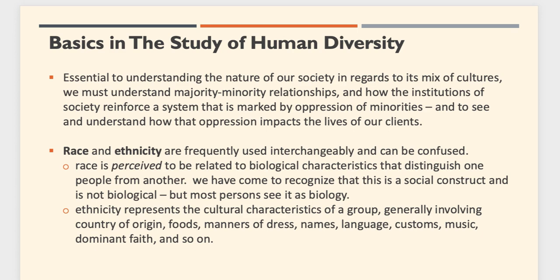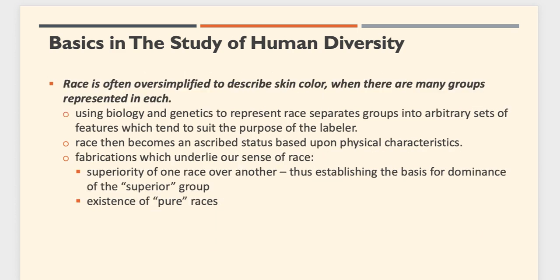Ethnicity, on the other hand, represents the cultural characteristics of a group and generally includes things that focus upon the country of origin and the foods and dress and language and customs and music and religions and those kinds of things that come with the culture. And so when you look at race and ethnicity, although again they're often used interchangeably, they're really very different things.